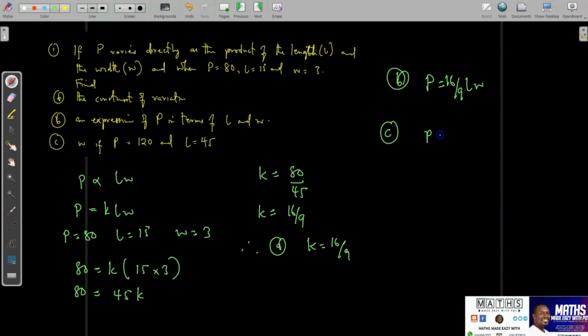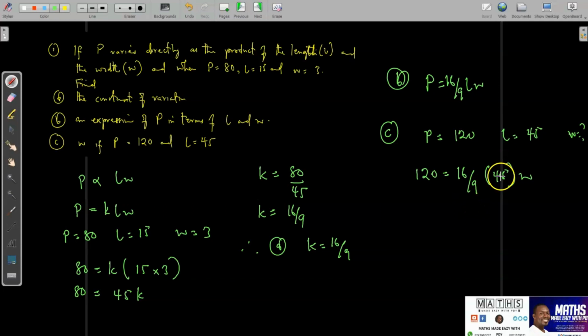So having P value given as 120, L as 45, getting our W, which we don't know, per substitution we'll have 120 equal to 16 on 9, then multiplying the L value, which is 45, multiplying W. So this is the first way you can do it. Substitute before making W the subject, or make W the subject from the final expression before you do your substitution. Any of them, you get the answer right.